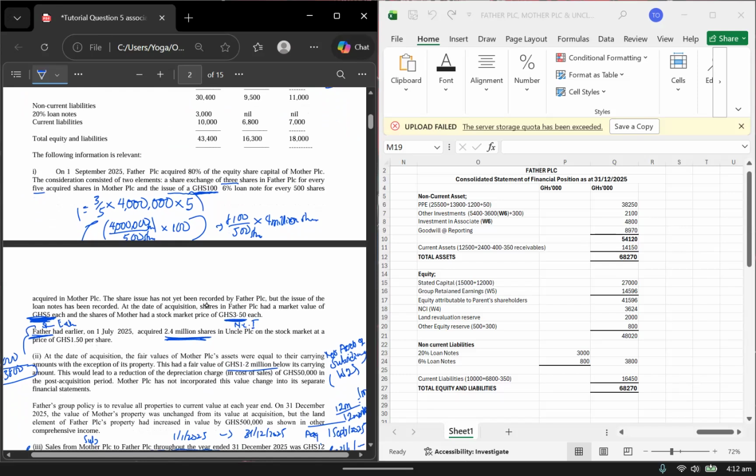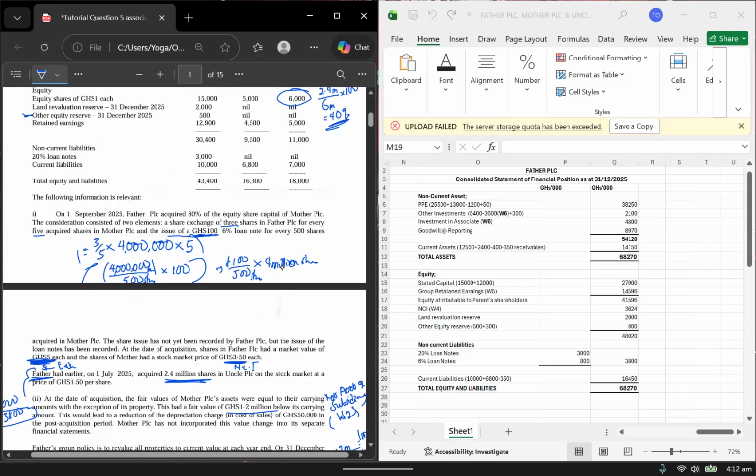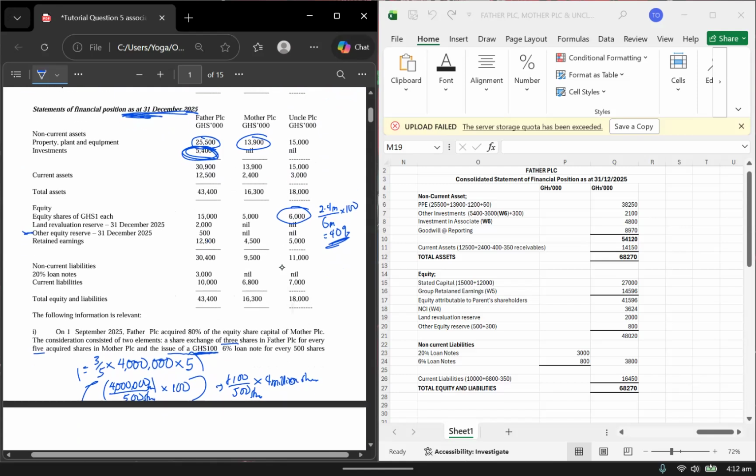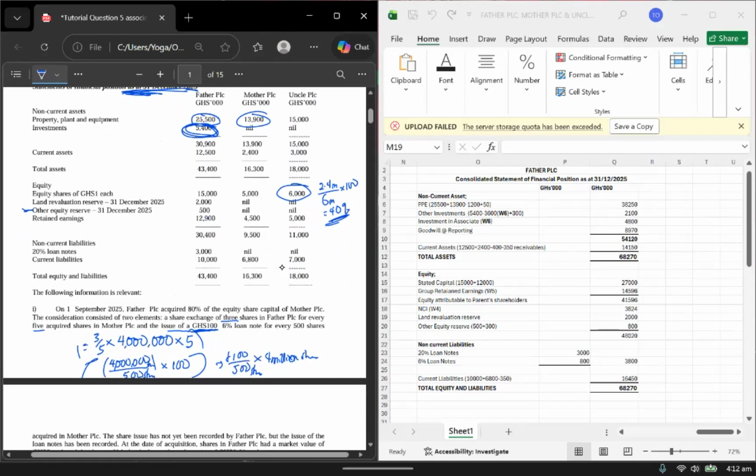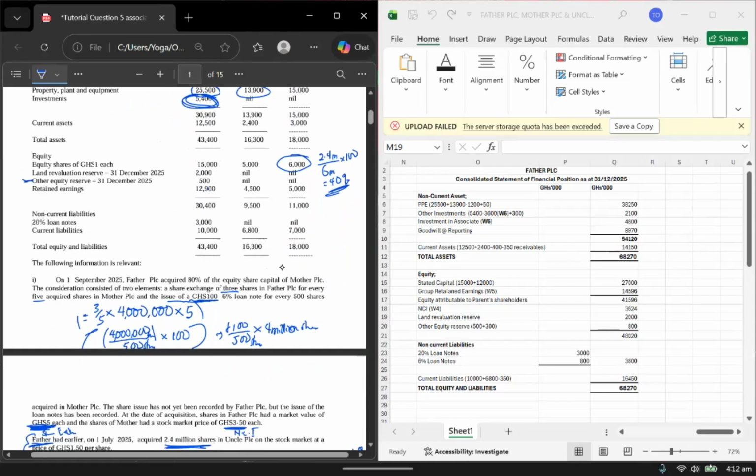Okay, they recorded loan notes as part of our investments. But the shares were not recorded, so you have to add the shares value to stated capital. And the loan notes were recorded only with other investments. It is not supposed to be part of that. All right. So to get the actual investment, you know that the investment in associate is supposed to be treated as a line item on its own.